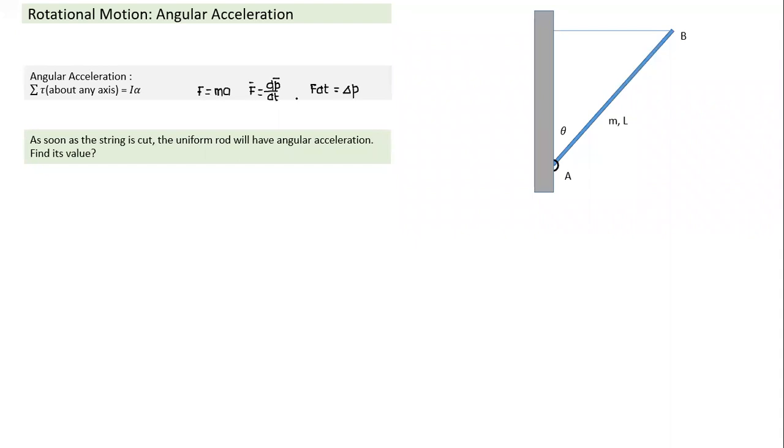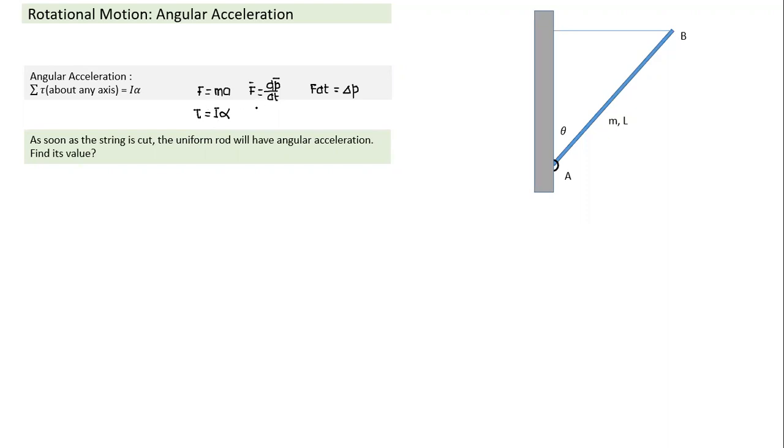Similar to this, we have similar equations in case of rotational motion also. In place of F, it is torque, and in place of mass, it is the rotational moment of inertia. Whenever a net torque acts on an object, it will lead to angular acceleration.